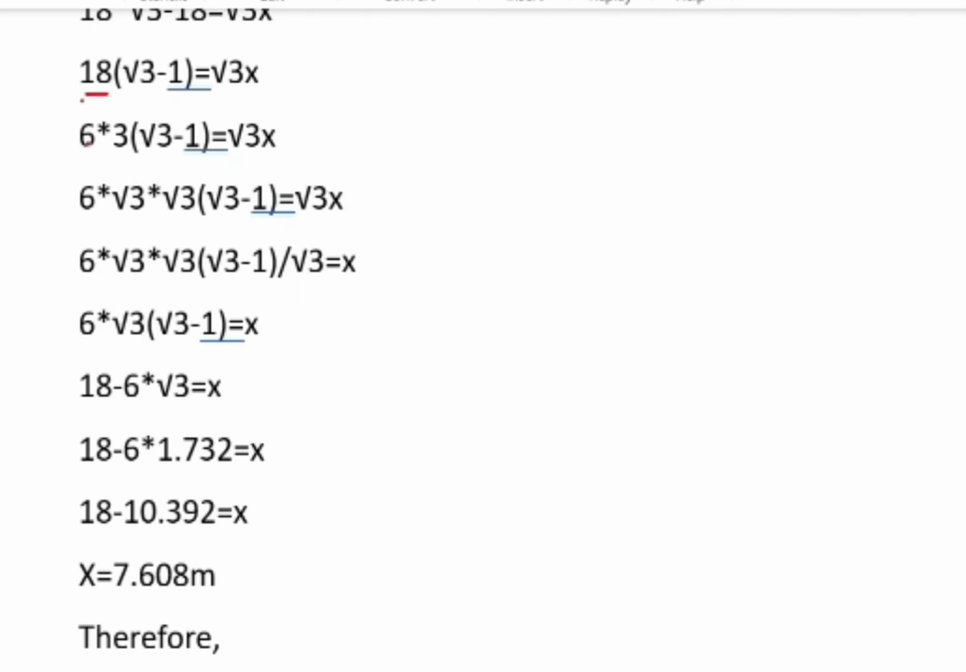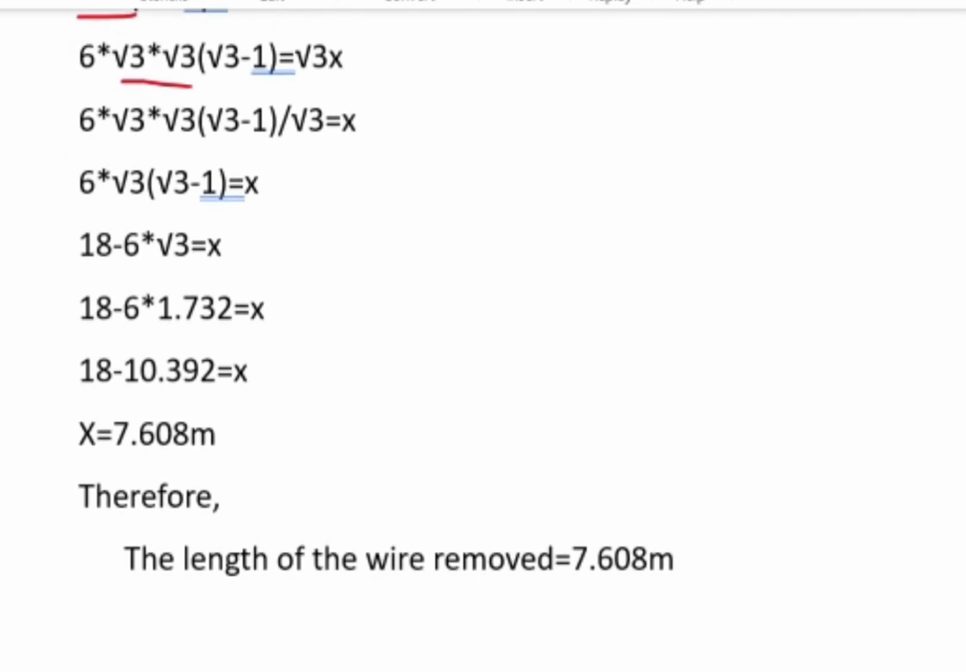So substitute the root 3 value in place of root 3. You will get the x value 7.608 meters. So the length of the wire removed is equal to 7.608 meters.